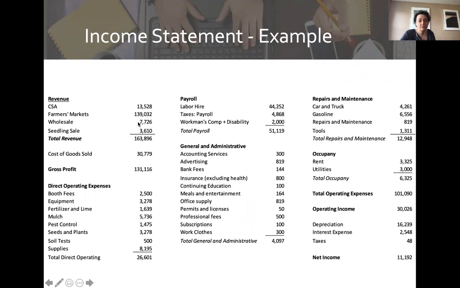We have our revenue, our cost of goods sold. So it looks like this farmer perhaps bought in some produce for resale. We have our direct operating expenses, and we can see subtotals of direct operating, payroll, general and admin, repairs and maintenance. So that nesting that we talked about in the last two sections allows us to categorize and see, in broad strokes, what we are spending on our basic operations versus general and admin, et cetera. And then we have depreciation, interest, and taxes. So this is a basic income statement.